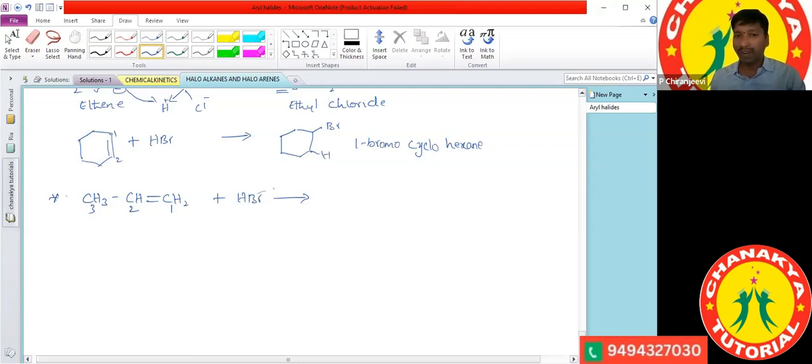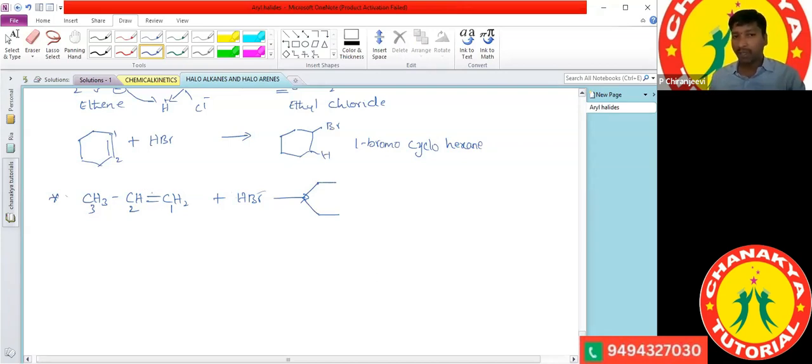So whenever it undergoes an addition reaction, generally we can get two products. Sir, why are we getting two products? Here, generally we can tell it is probability. Okay, probability means here, let us see.